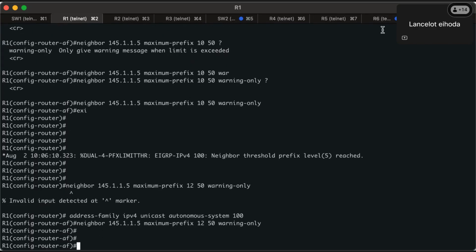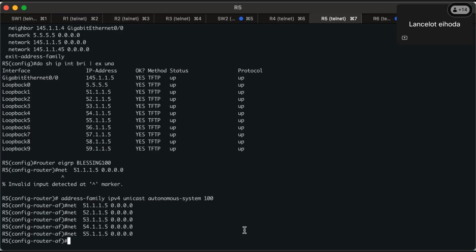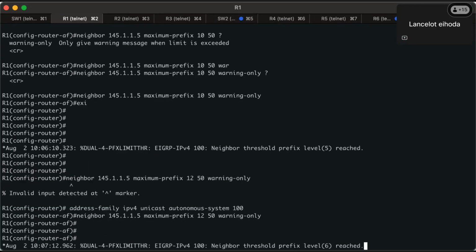So let's make it 12, and then let's see what will happen if we add another one. If we add 55, we shouldn't get a warning. By the time we add 55, it tells us the prefix level has been reached. Oh boy.